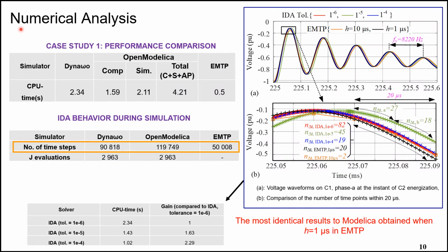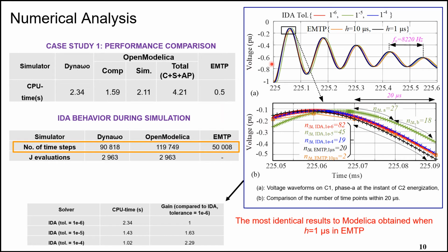This slide shows the numerical analysis for the first case. This table shows the CPU time obtained from the simulations in Dynaωo, OpenModelica, and EMTP. I draw your attention to the number of time steps for each solver. We see that the number of time steps in Dynaωo is twice that of EMTP.